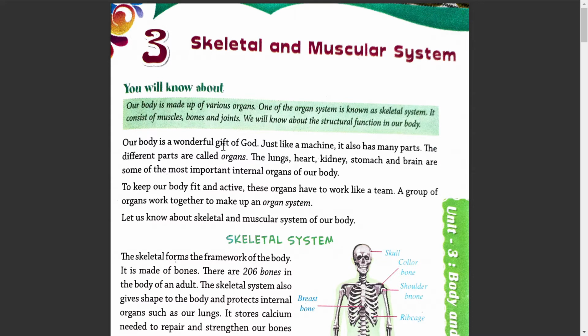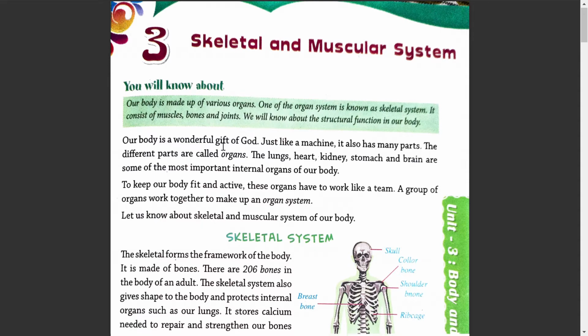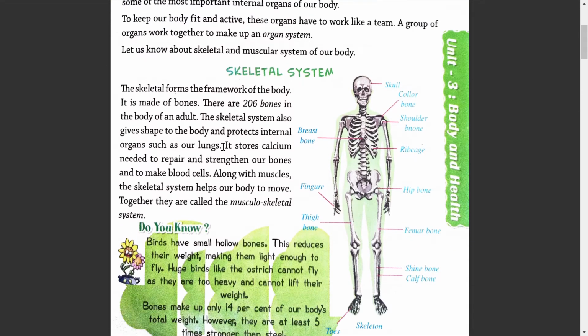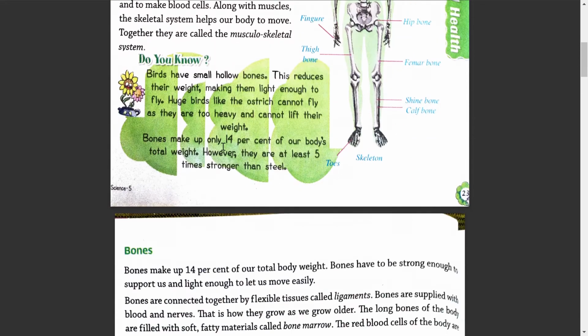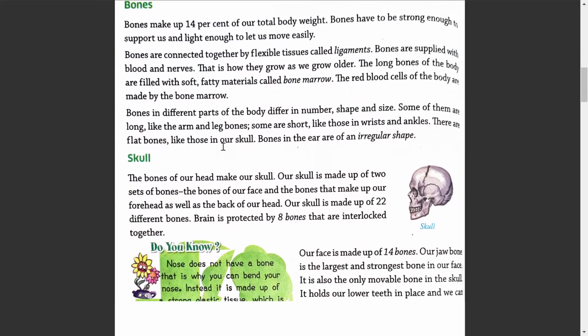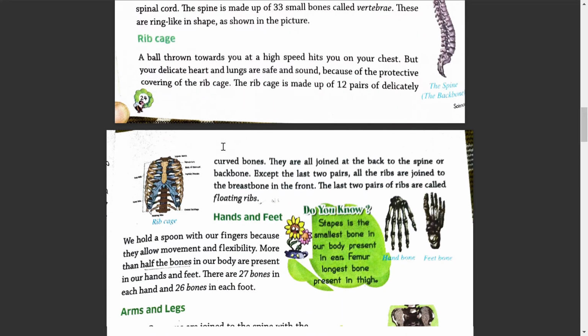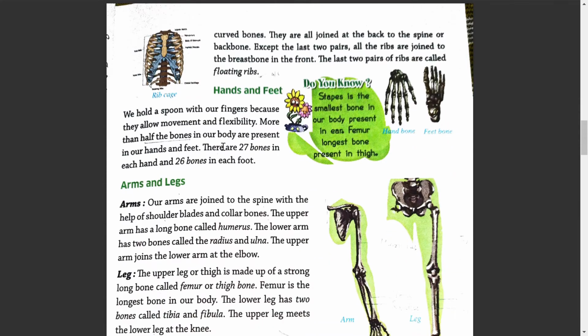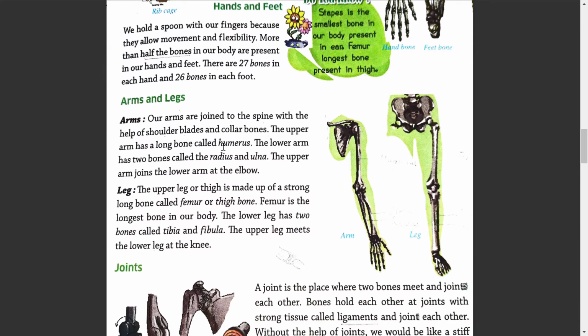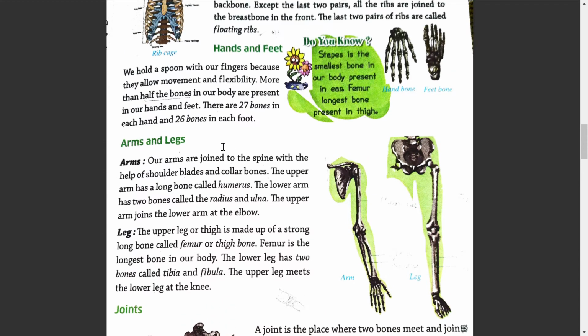To continue with the chapter Skeletal and Muscular System, we have discussed a few topics like bones, skull, spine, rib cage, and now today's topic that we are going to discuss is the hands and feet.